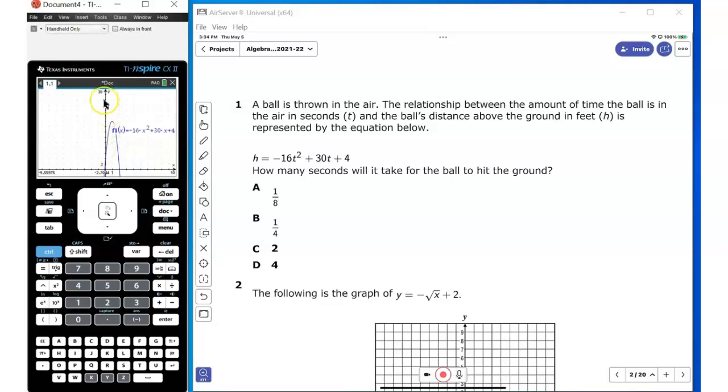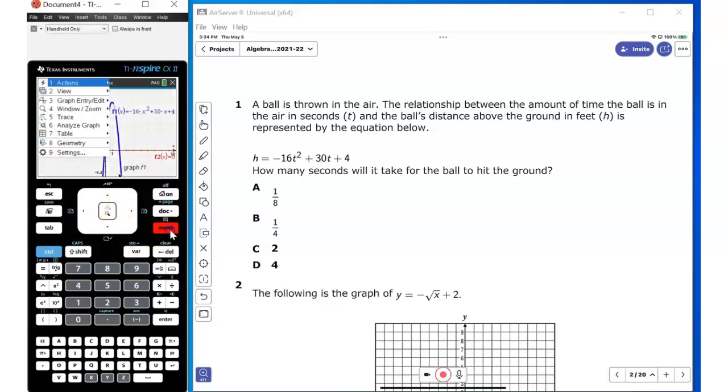Okay, so remember that the Y is representing the height, and it says how many seconds will it take for the ball to hit the ground. Well, it starts at 0, and then we need to know when it goes back to the ground after so many seconds. I'm going to go ahead and press tab and put 0. And you notice I have y equals 0, and then I have the graph. So now I just have to find the intersection. So that's what I'm looking for.